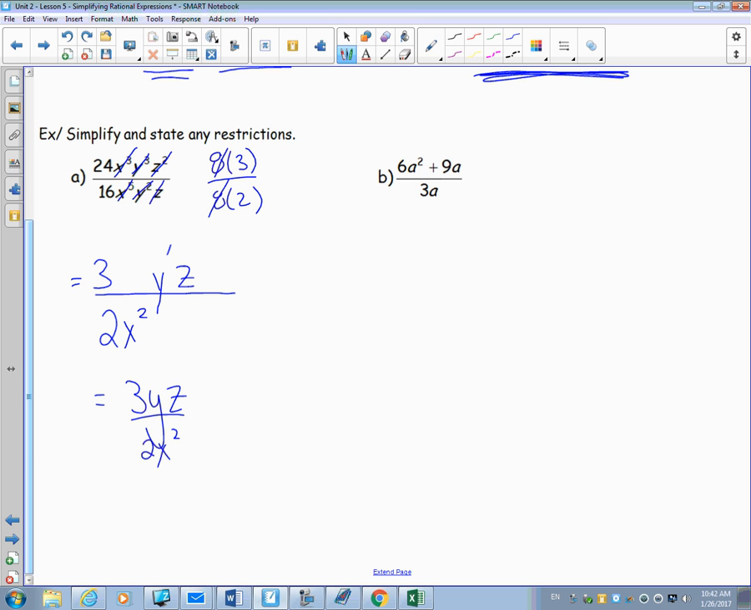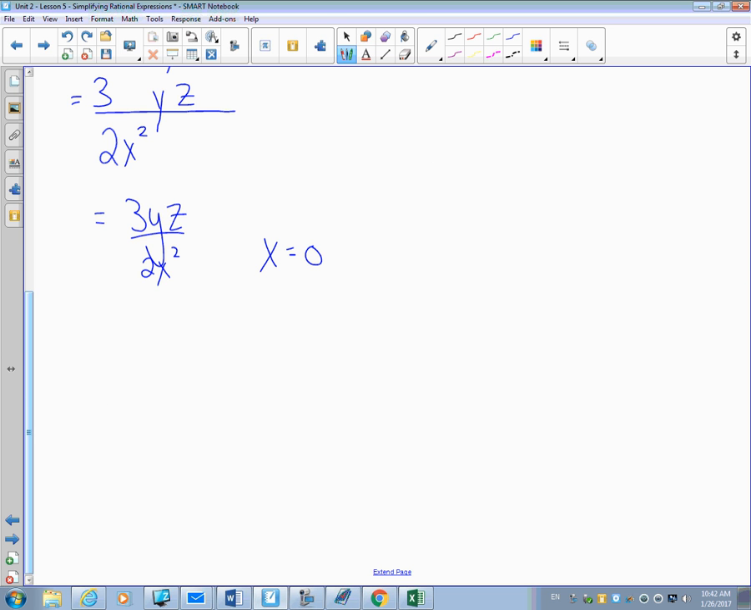But also that's for restrictions. So what would make this equation not calculable? Well, if x was 0, I'm going to move down just for a second here, we'd end up with 3 times y times z over 2 times 0 squared. Well, that's like 3 times y times z over 0. I can't divide by 0. That's a restriction. So x can't be 0. I can see that right here.